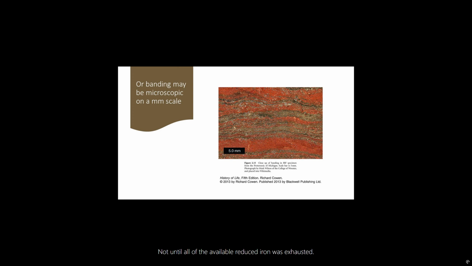Not until all of the available reduced iron was exhausted could free oxygen begin to accumulate in the atmosphere. Reduced iron, or iron 2, is relatively soluble in water. Oxidized iron, or iron 3, is essentially rust and is insoluble. Chert would have been precipitated more or less continually, but iron would precipitate only when oxygen became available during an oxidation event. When oxygen was not available, iron would be replenished by submarine volcanism and by weathering and erosion of the continents.